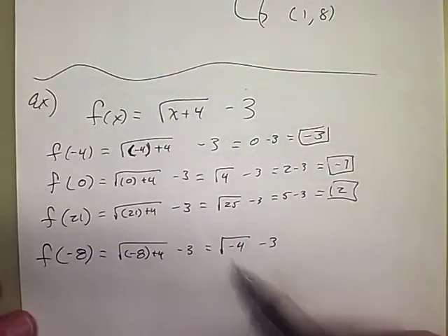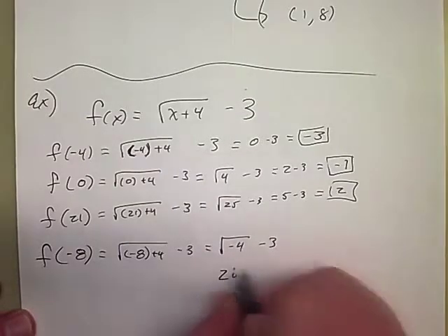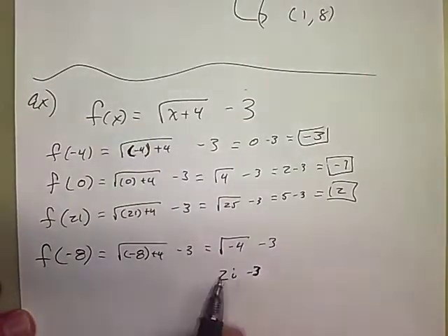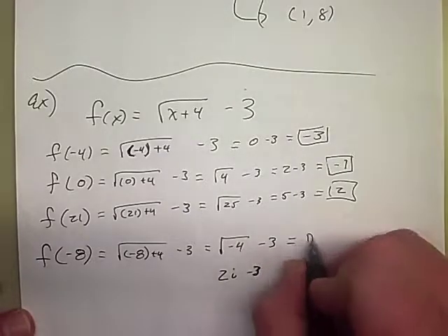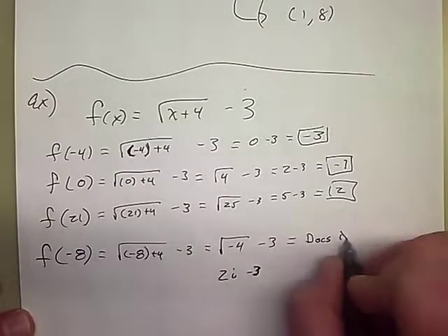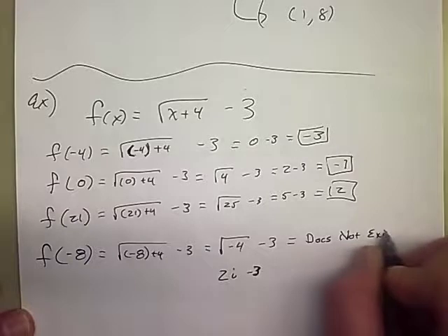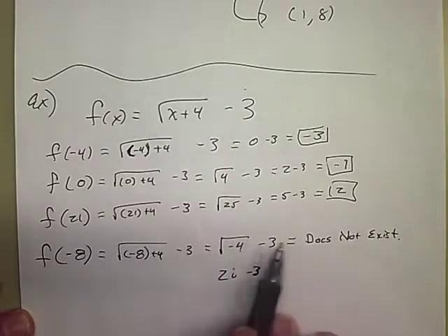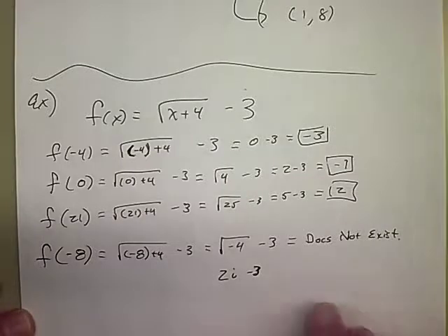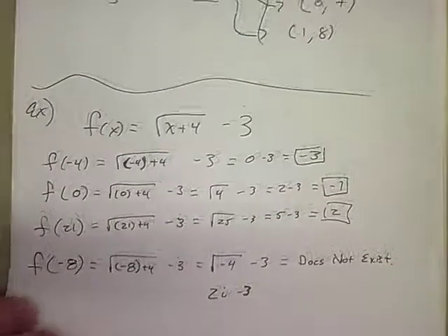Because I could simply rewrite this as 2i minus 3. Well, that's neat and all, but where's 2i on the y-axis? There is no 2i on the y-axis. So here, this does not exist. So if I catch myself in a situation where I have a square root of a negative number, hey, I can say, this does not exist.